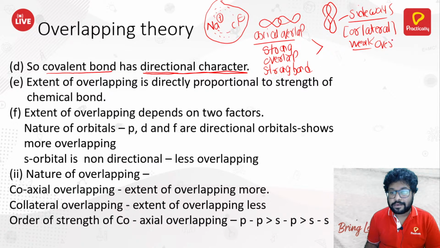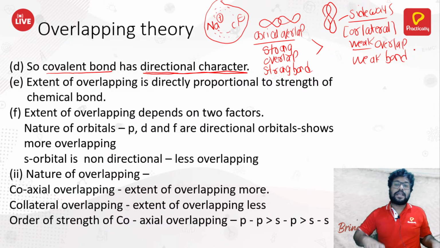Weak overlap, weak bond. Okay, so the extent of overlapping is directly proportional to the strength of a chemical bond.